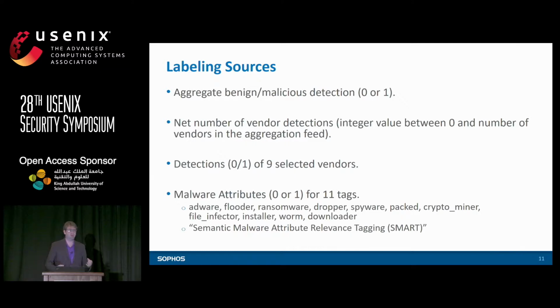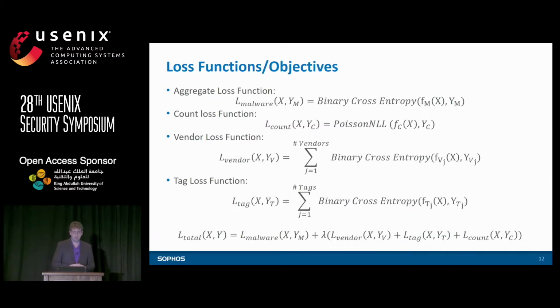And these basically describe malicious samples in terms of semantic content. They're binary tags. They're not mutually exclusive. And actually, we derived these and published a paper on these called Semantic Malware Attribute Relevance Tagging, or SMART, which I will refer to you at the end here. But that goes over how the tags were derived.